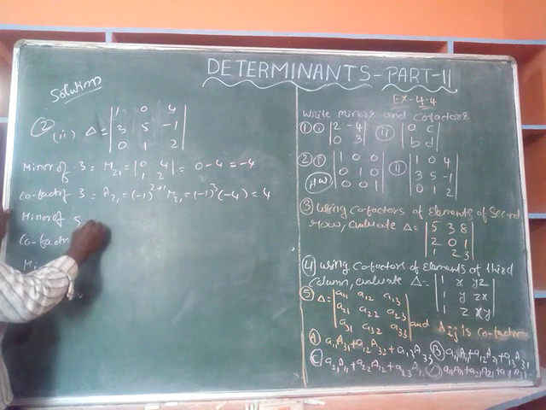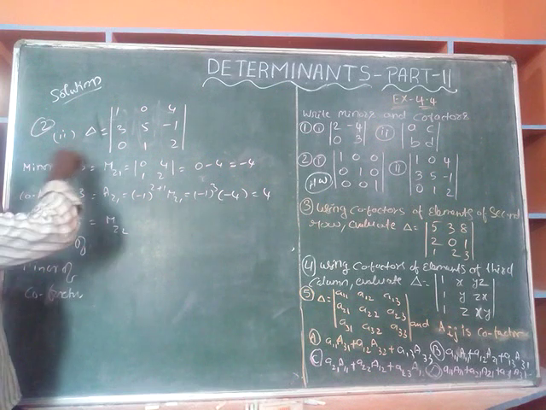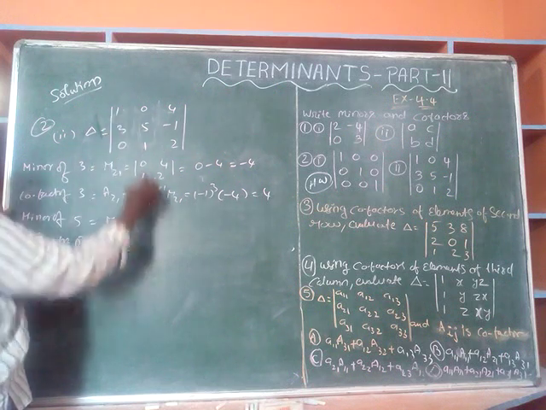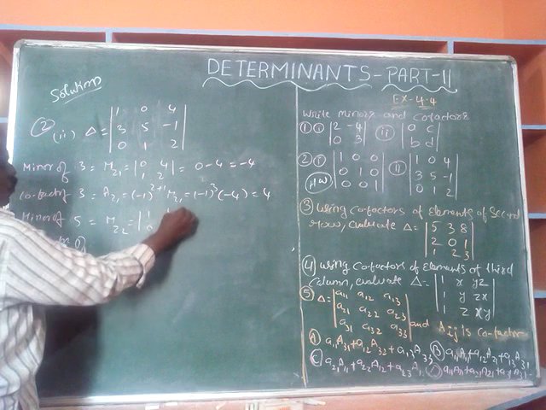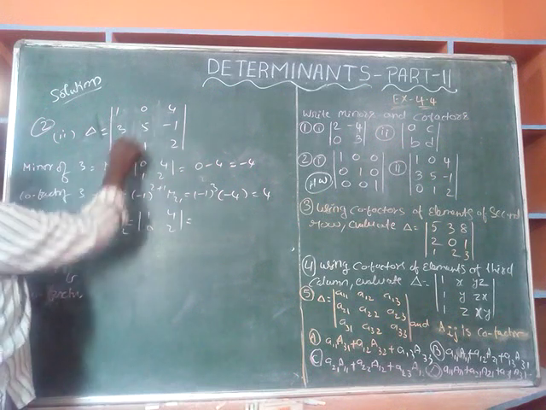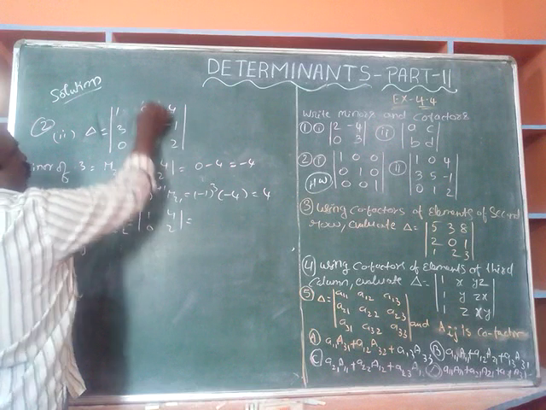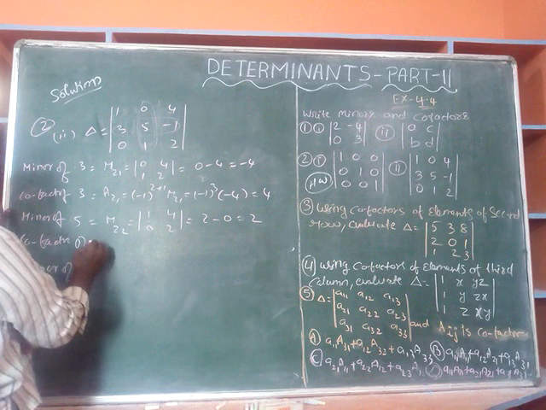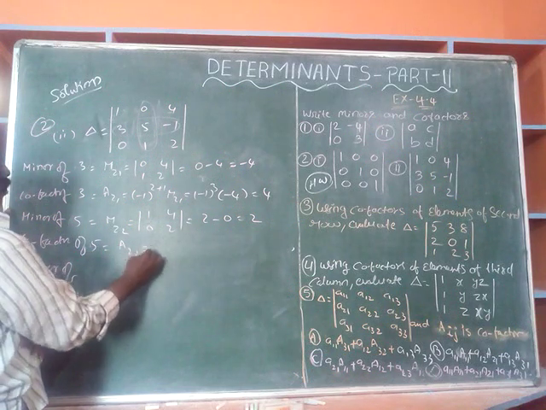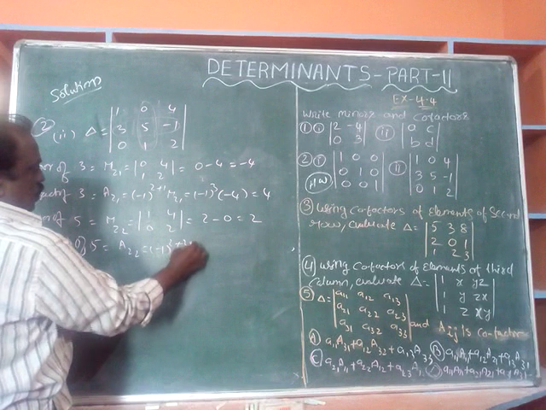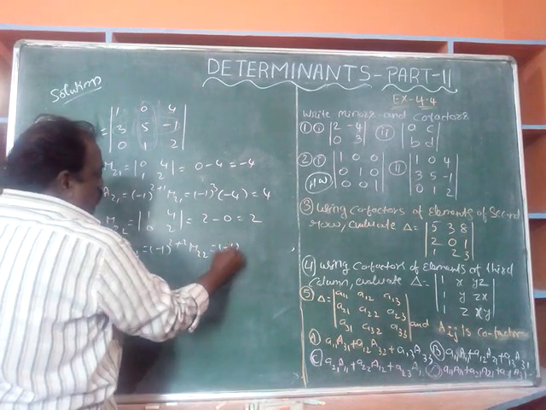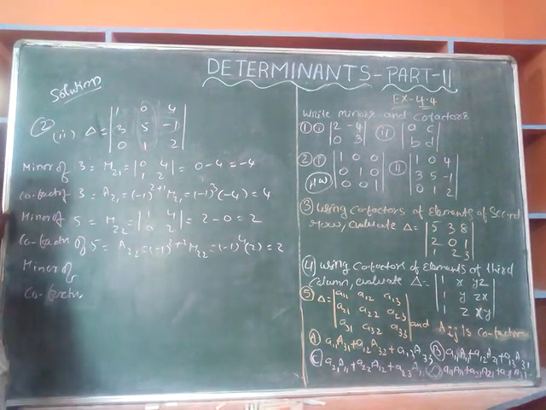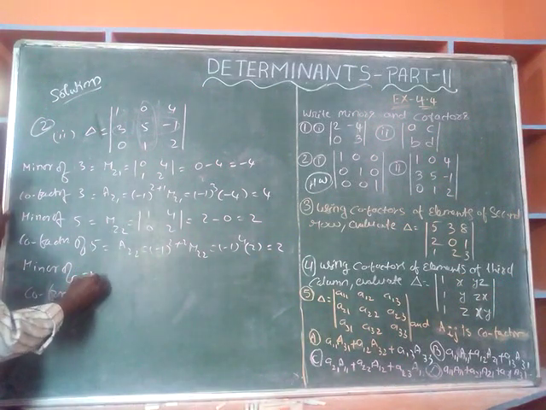The cofactor of 5 is M22. It is second row, second column. After deleting the row and column, we get 1 4 0 2. So it is 2 minus 0, which is 2. The cofactor of 5 is here 2. It is minus 1 power 2 plus 2 into M22, that is minus 1 power 4 into 2, which is again 2. Minus 1 power even number is 1, and 1 into 2 is 2. Again it is minus 1.